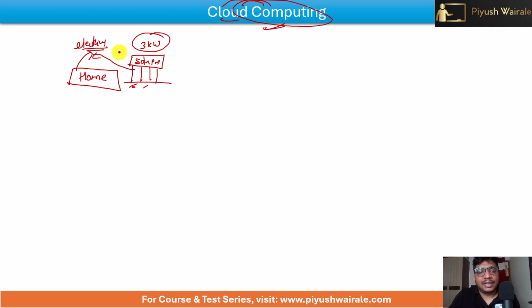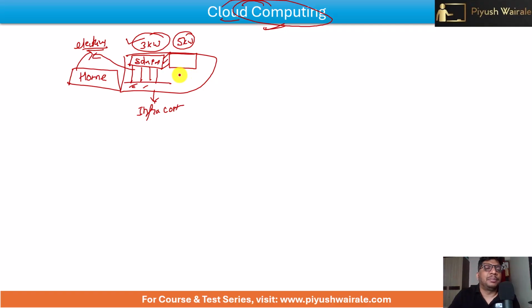Now let's say as of now it's a 3 kilowatt solar panel, okay. But tomorrow my requirement is more. This 3 kilowatt solar panel is not satisfying my requirement here. So what I need to do? I need to add more solar panels to make it a 5 kilowatt, right? So you can see this is basically my infrastructure cost. My cost will increase whenever my requirement is more.